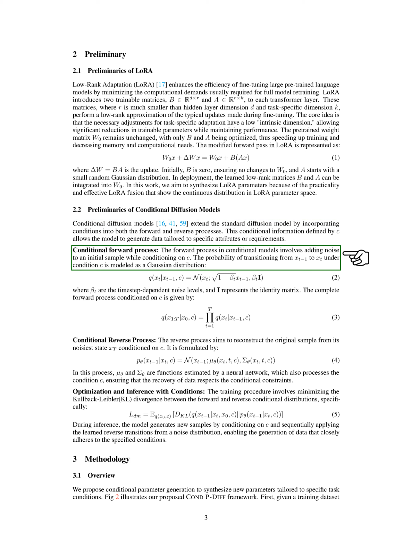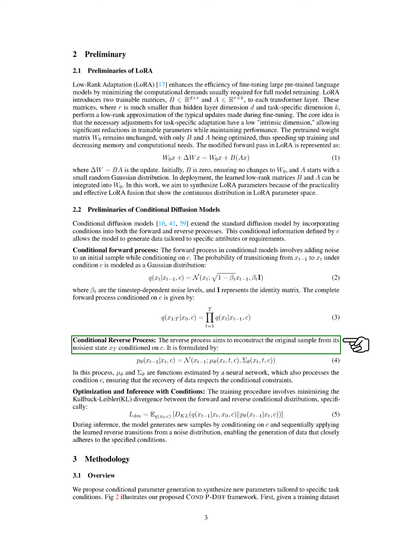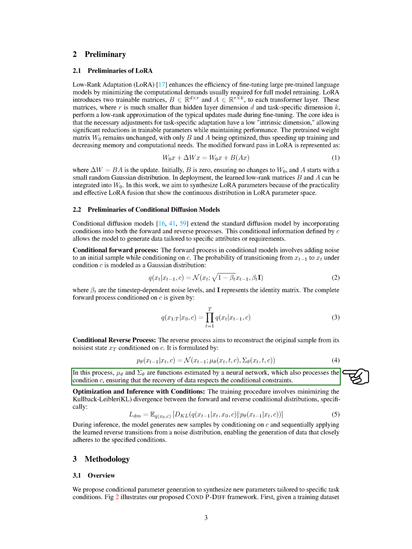In the conditional reverse process, we aim to reconstruct the original sample from its noisiest state, again considering C. This process is defined by a Gaussian distribution where the mean and variance are determined by a neural network that also takes C into account, ensuring that the data recovery aligns with the specified conditions.